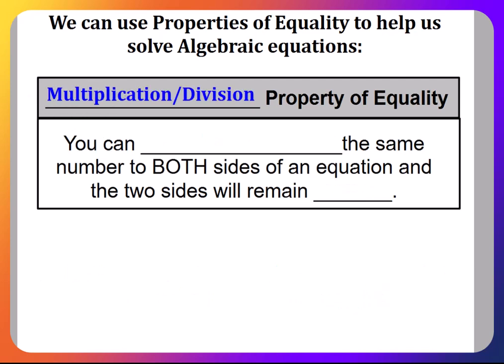Okay, then there's the multiplication or division property of equality that says that you can multiply or divide the same number to both sides of an equation and the two sides will remain equal.